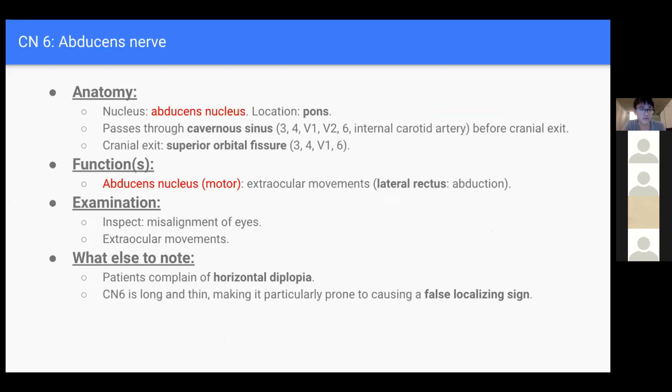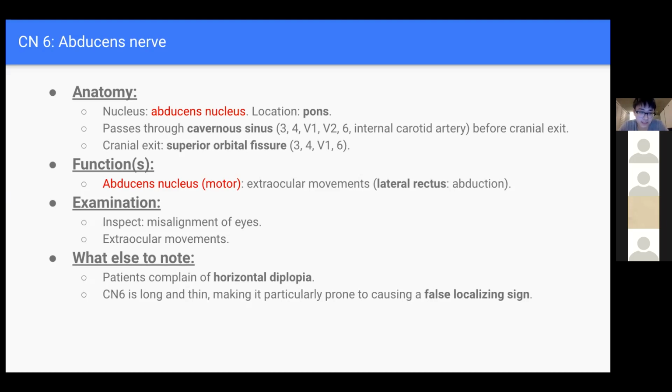Okay, next one, very simple one, this one, abducens nerve. CN6, this one has one nucleus, the abducens nucleus. This one is in the pons. It passes through the cavernous sinus, goes through the superior orbital fissure, and the current theme is that when a nerve does that, it's going to your eye, right? So this one's going to your eye, and it's for one muscle, the lateral rectus, and that's for abduction of the eye. So it's for alignment. You can look for alignment of the eyes, test for extraocular movements. This one's pretty easy to test for and to find and to see. Patients are going to complain of horizontal diplopia.